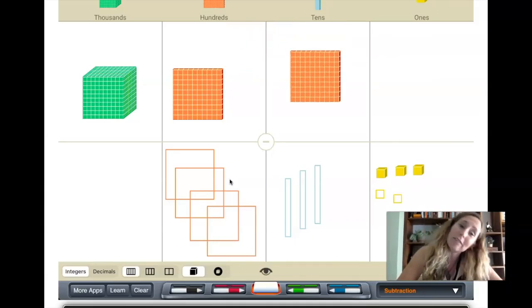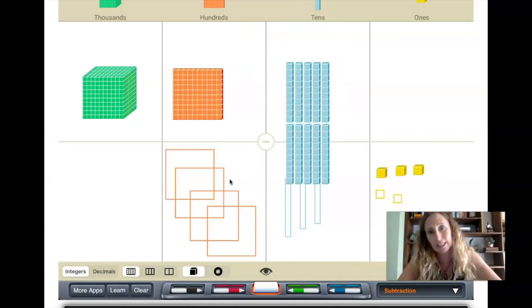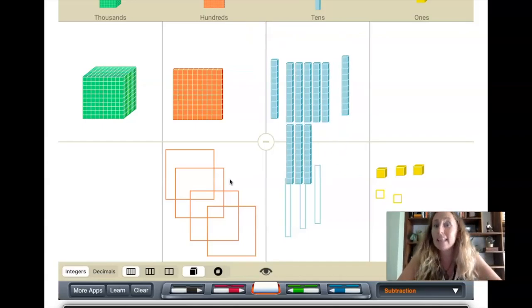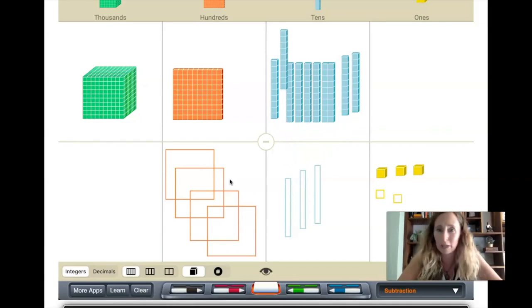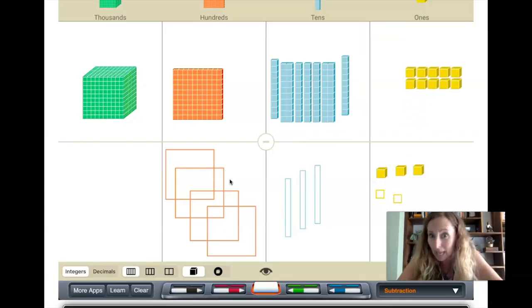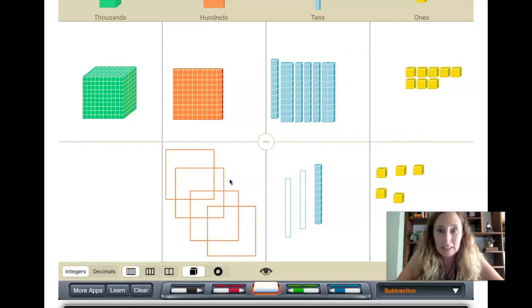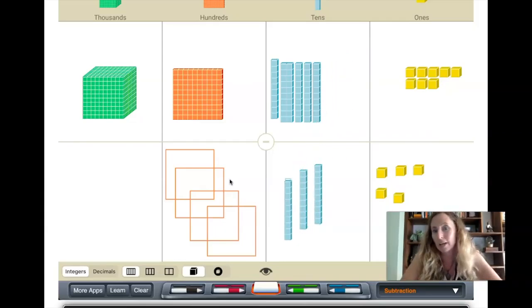So I'm going to actually have to go to that hundreds, turn it into 10 tens, and then I'm going to need to bring one of those tens over to the ones place. So I am going to be left with 10 ones up top and 9 tens up top. And now I'm able to take away those 2 ones. Looking at my tens, I see I've got plenty of tens. I don't need to regroup.